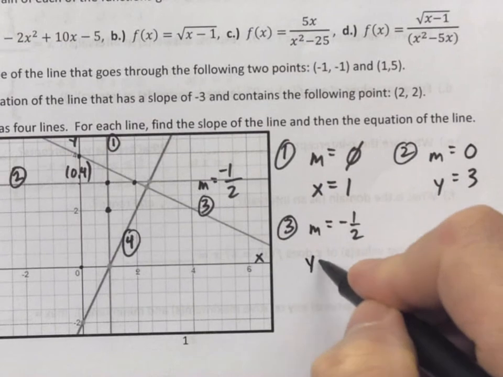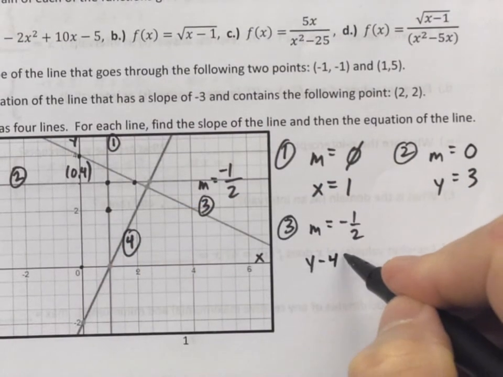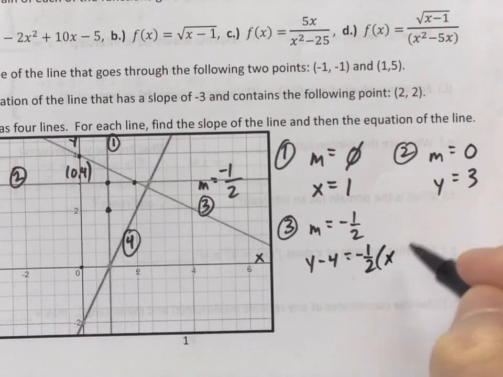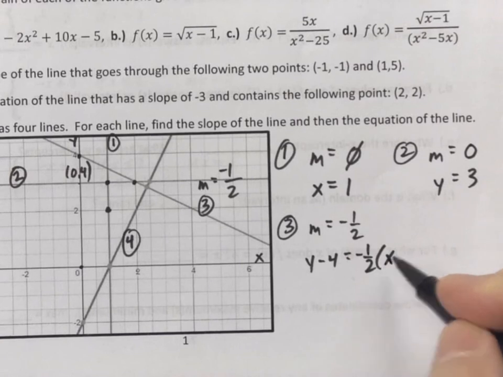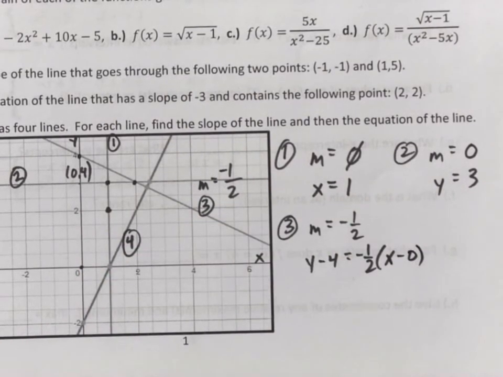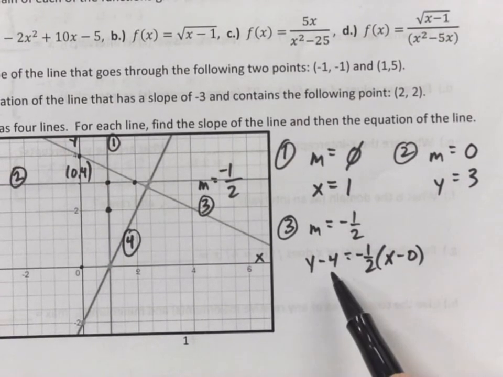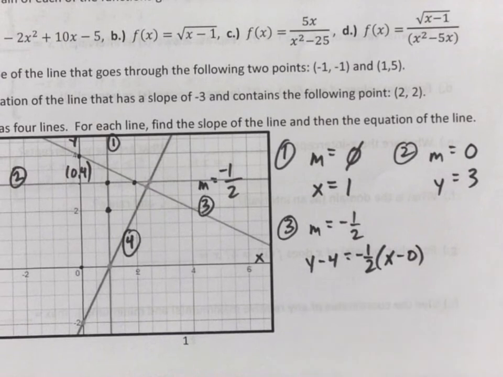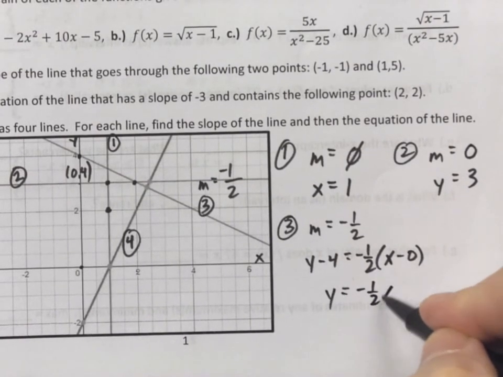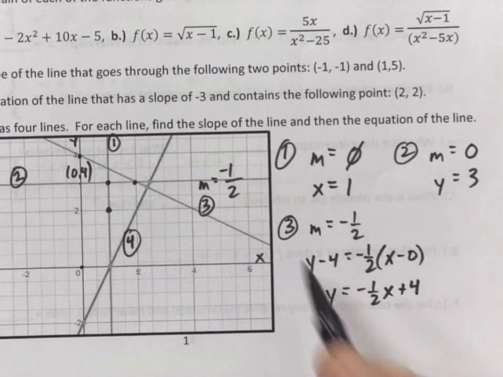So y minus the y of my point, which is 4, equals my slope times x minus the x of this point, which is 0. So if I multiply out the parentheses and get the y by itself, I'll add 4 to both sides. Hopefully you can see it's not too hard to do. And that would be the equation of line 3.